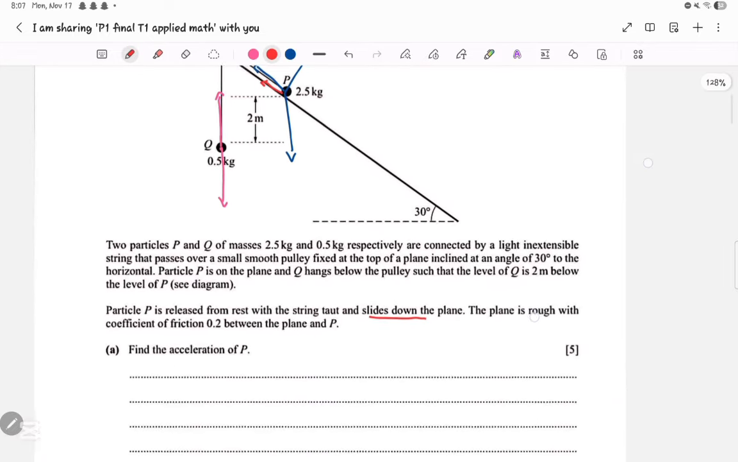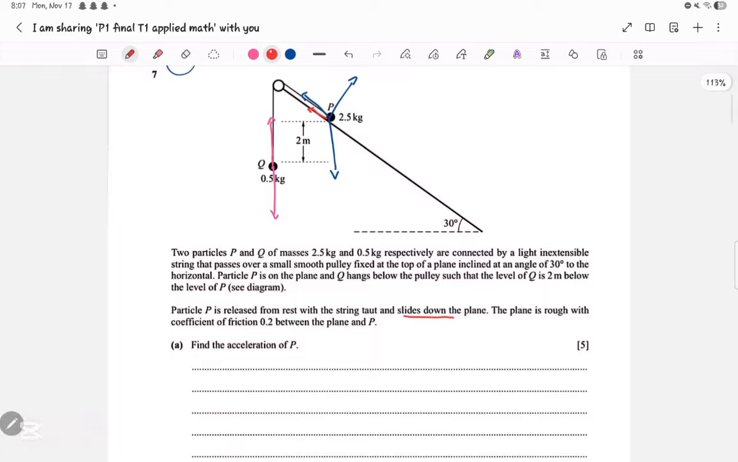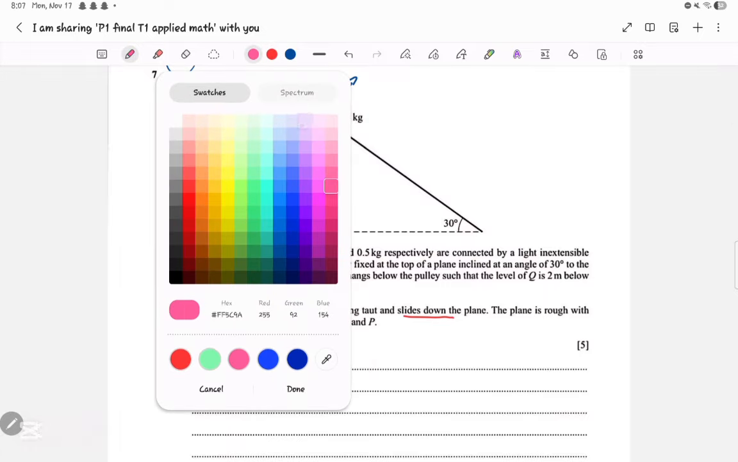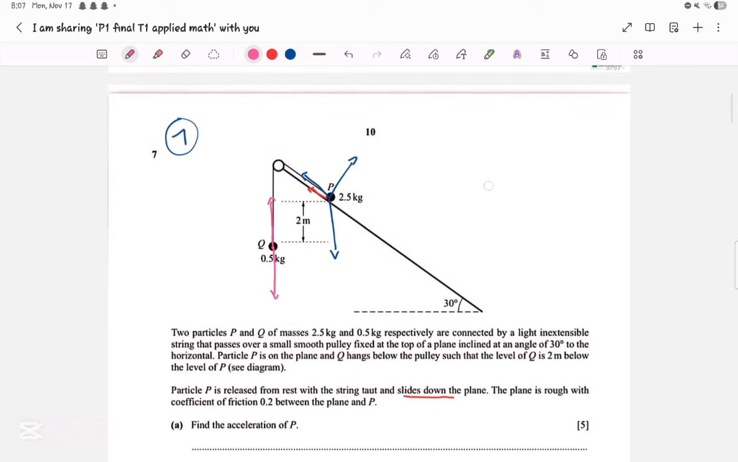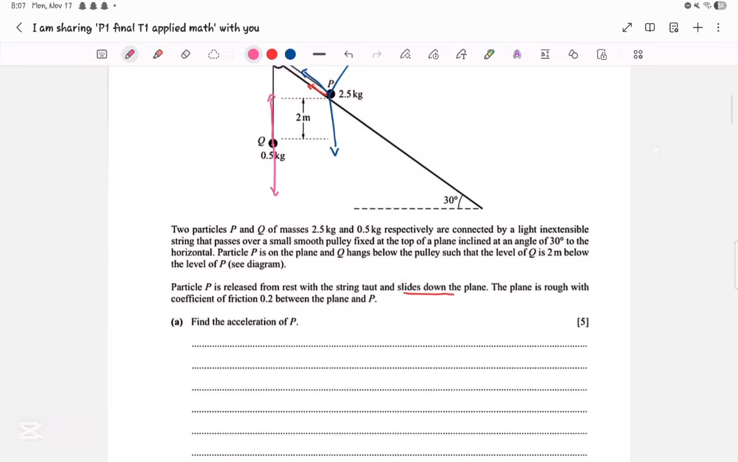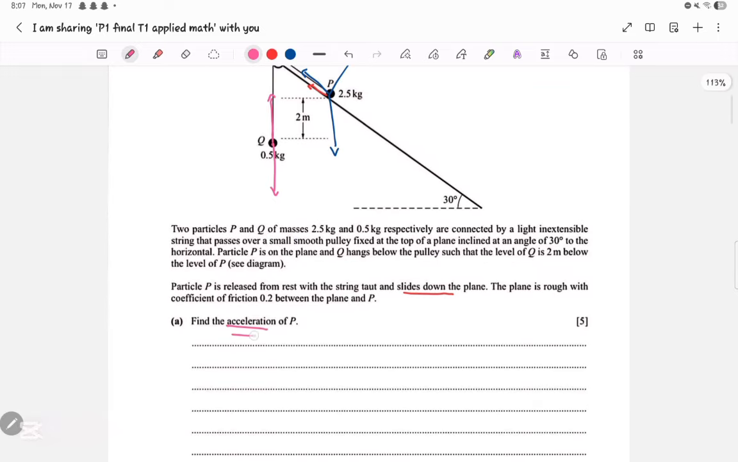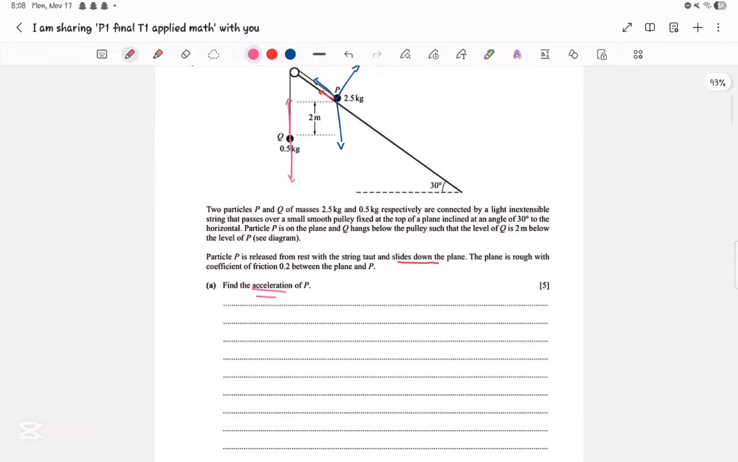They want us to find the acceleration of P. We know that it's sliding down, right? So if it's sliding down, they didn't tell us that it's sliding at a constant velocity, so we directly assume that there's going to be acceleration. So let us find the acceleration of P together.